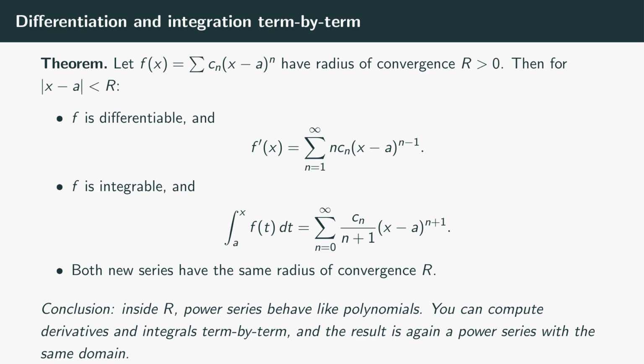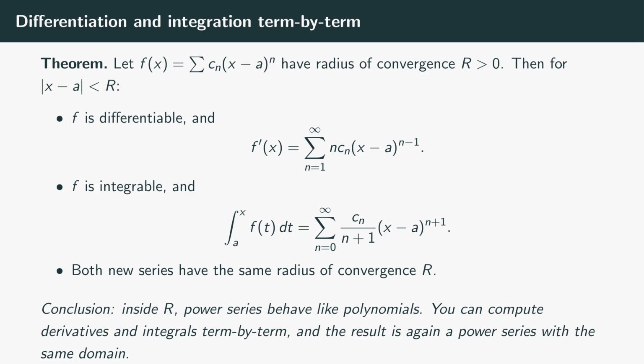Why is this remarkable? Differentiation generally doesn't commute with infinite sums. A pointwise convergent series of differentiable functions need not have a differentiable sum, and even if it does, the derivatives don't have to add up correctly. Power series are an exception. Inside their radius, they're uniformly convergent on closed subintervals, which is strong enough for term-by-term calculus to work.